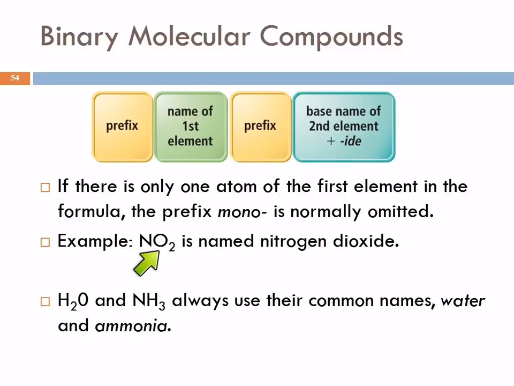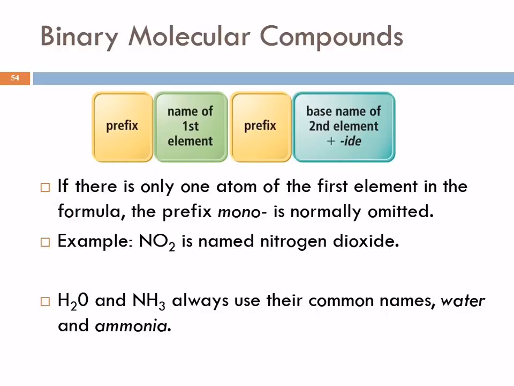So NO2 is named nitrogen dioxide. There's 1 nitrogen. We leave the mono off. There's 2 oxygens, so the prefix di tells us 2, and then the element name oxygen is changed to oxide. Any questions?